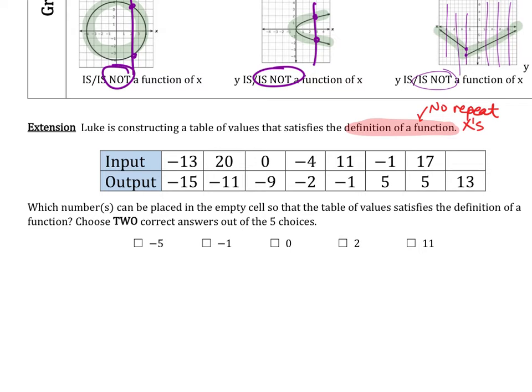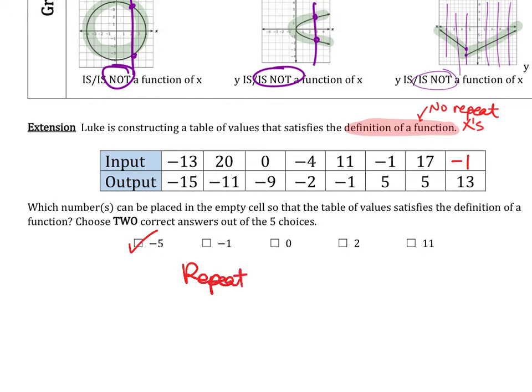Okay, I'm seeing really good things as I go across the classroom. So can I put a -5 right here? Yeah, because does -5 make me have any repeating x's? No. So this one is one of the things I can pick. Can I put a -1 right here? No, because that makes me repeat, right?